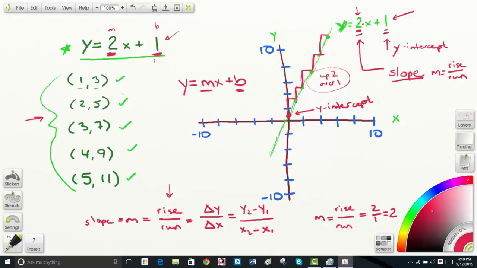So take some time. You might even want to pause the screen here. Make sure that all this information is written down in your notes. And then in the next video, we're going to look at a couple more examples. But instead of graphing using data points, we're going to actually try to graph straight from an equation.